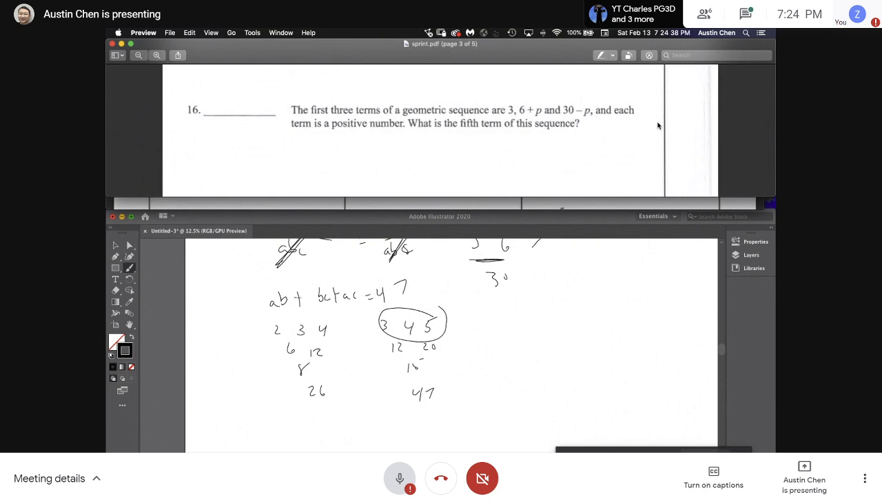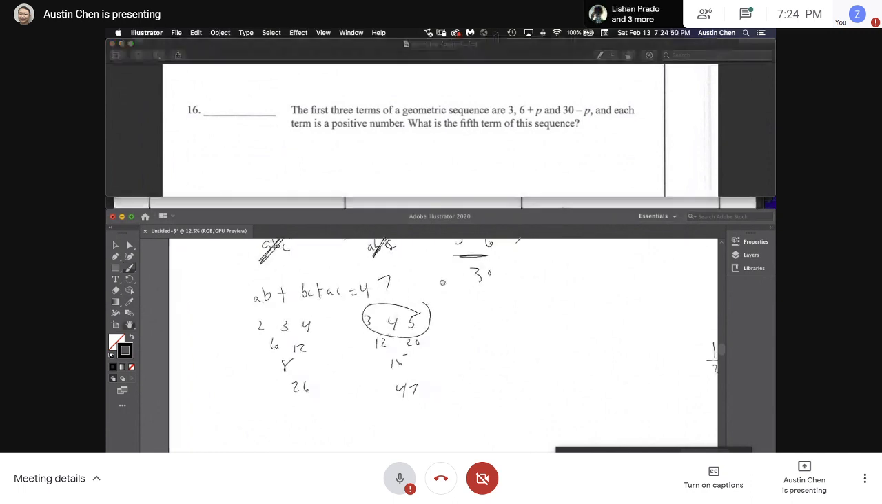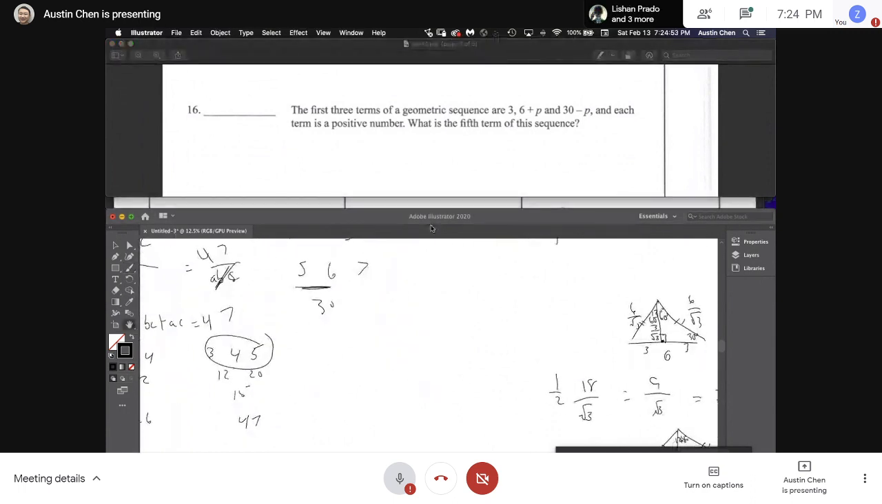Okay. The first three terms of a geometric sequence are 3, 6 plus p, and 30 minus p, and each term is a positive number. What is the fifth term of the sequence? Okay, we know that it's a geometric sequence, and we want to utilize that.